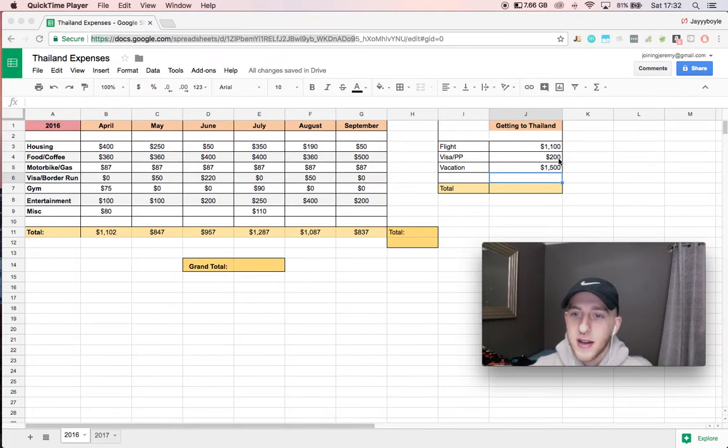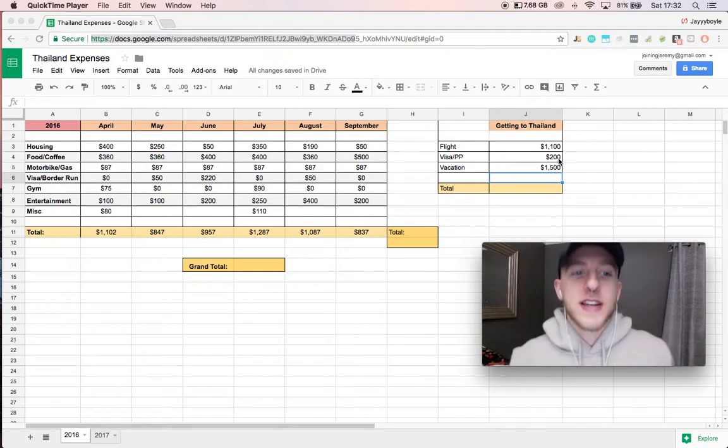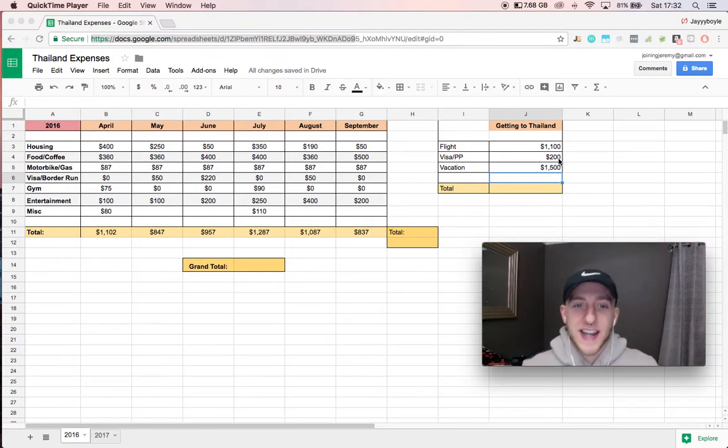My visa is a multiple entry visa, meaning I can go and leave Thailand and come back basically as much as I want within the 6 month period. You do have to renew your visa after the first 60 days and then the second 60 days. You can extend it to 30 more days, but I'll explain that more when we get to the specific costs here. So it's $200 to have your visa and enter Thailand.